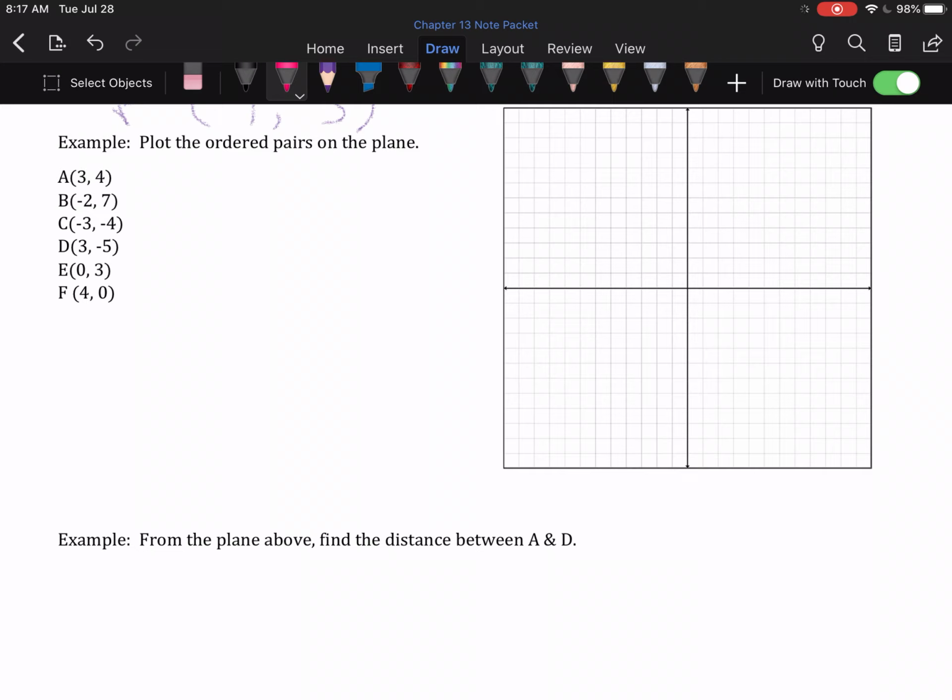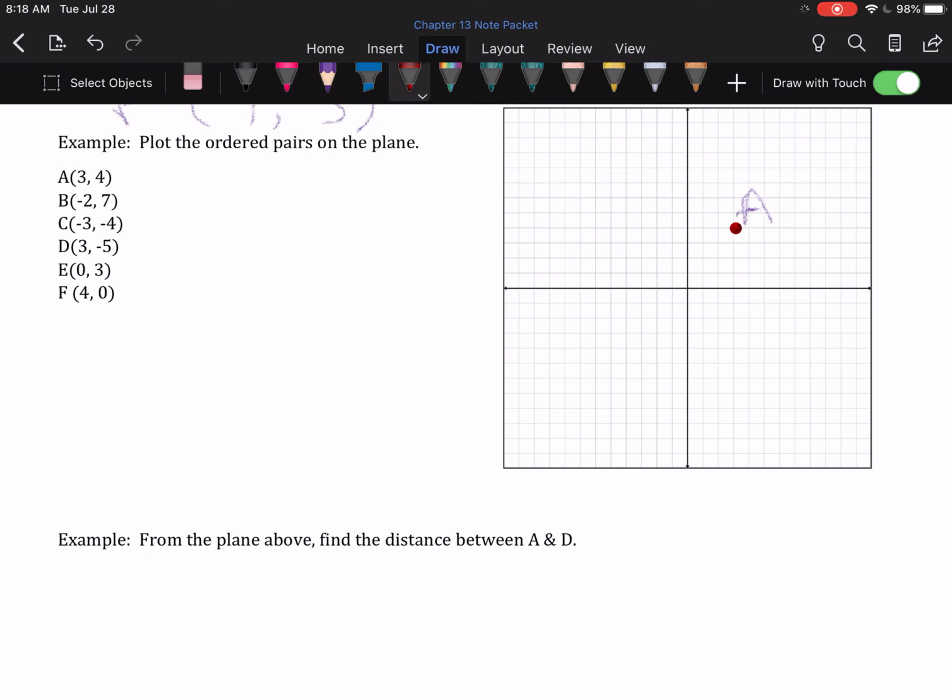A lives at 3, 4. Those are both positive, so that means right 3, up 4. So from the very middle, I'm going to go right 1, 2, 3, and I'm going to go up 1, 2, 3, 4. That's roughly there. And that is point A. If I'm told the name of a point, I should include it when I graph it.